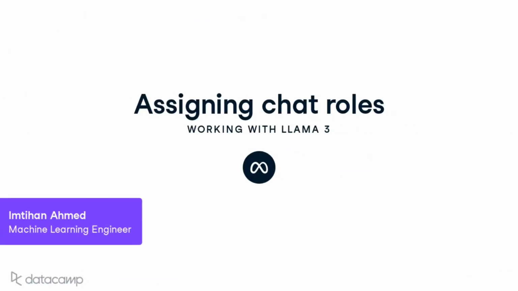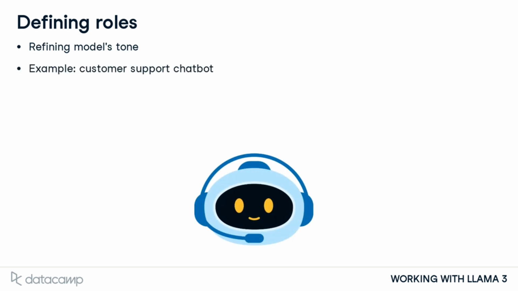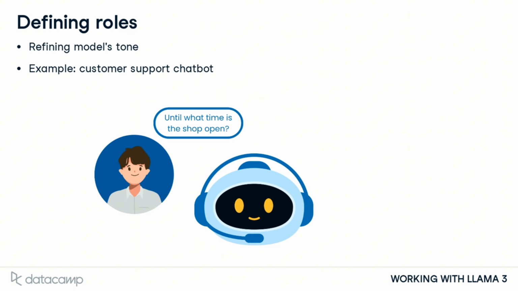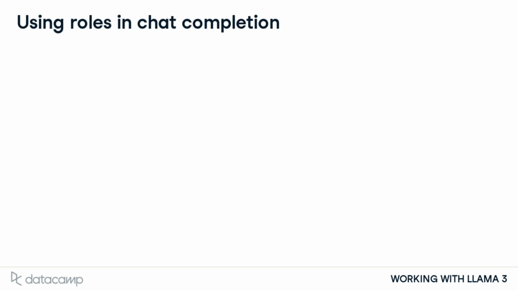So far, we've explored how to generate responses with Llama and tune their style and length using parameters. But what if we wanted to refine its tone even more, and maybe even assign it a specific personality? For example, we might be building a customer support chatbot that needs to be used by customers with different expectations. Some users may need a friendly and conversational assistant, while others expect clear, professional answers. We can use chat roles to cater for this.